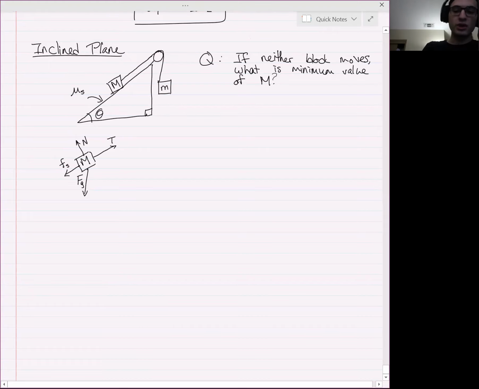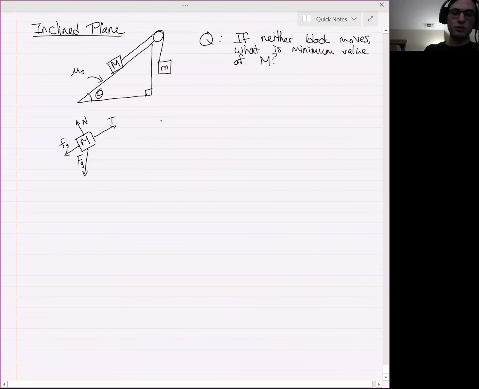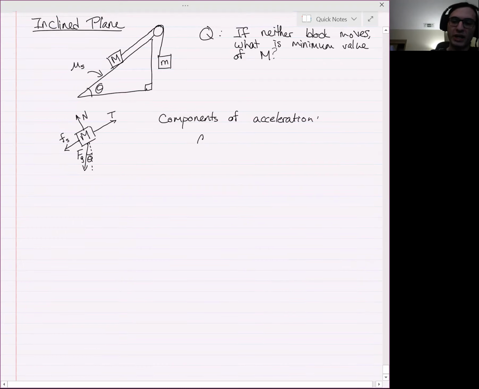All right, so now let's examine the components of the acceleration for this block. By the way, this angle here is theta, and you can do some basic geometry to verify that. I should give you coordinate systems. I'm going to use the coordinate system that is aligned with our block, so it's a rotated coordinate system.